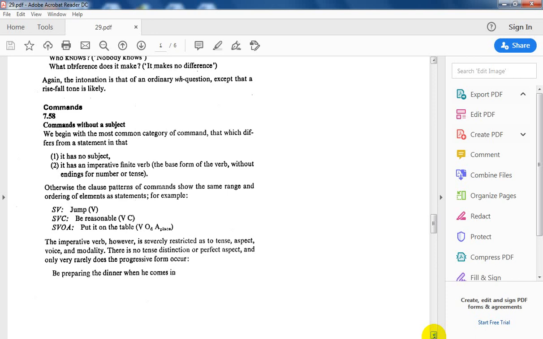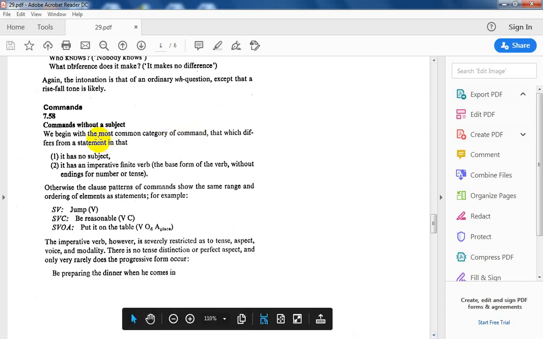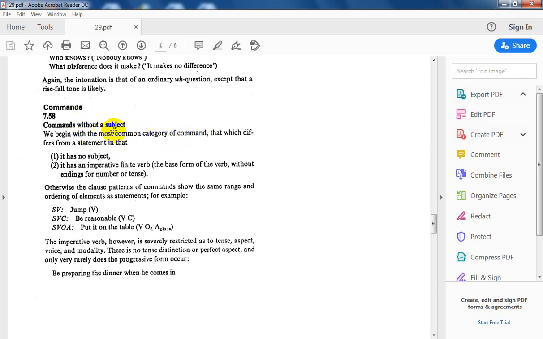But actually we will have many exceptions, I can say, for that I have a command with subjects. All of us know that if I have a command, it means I am addressing the listener, which is you. We begin with the must-come category of commands without a subject.